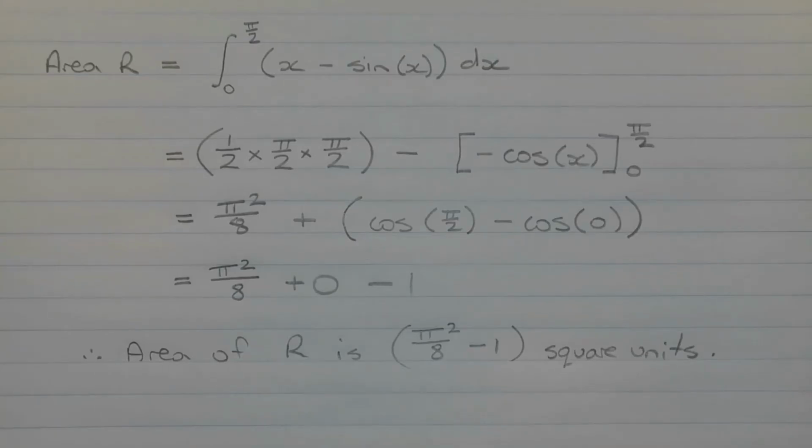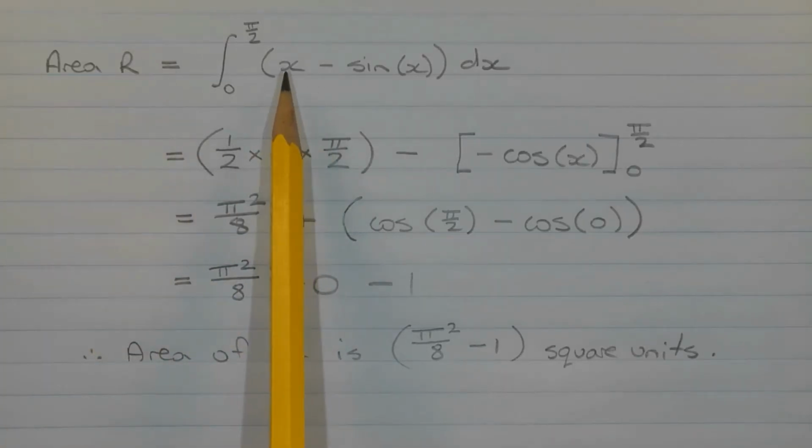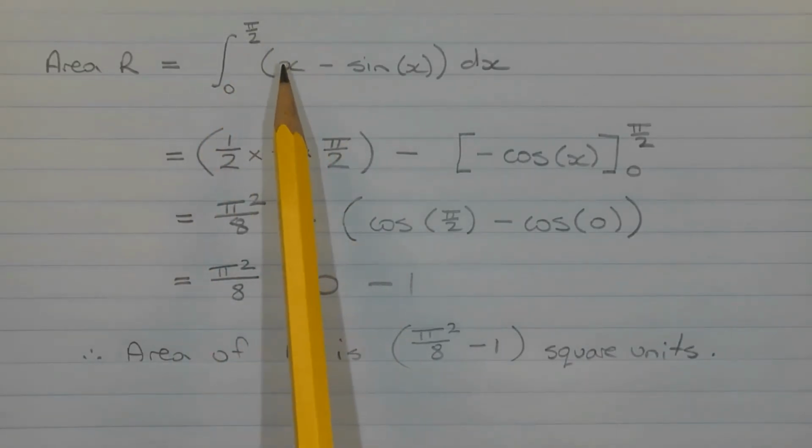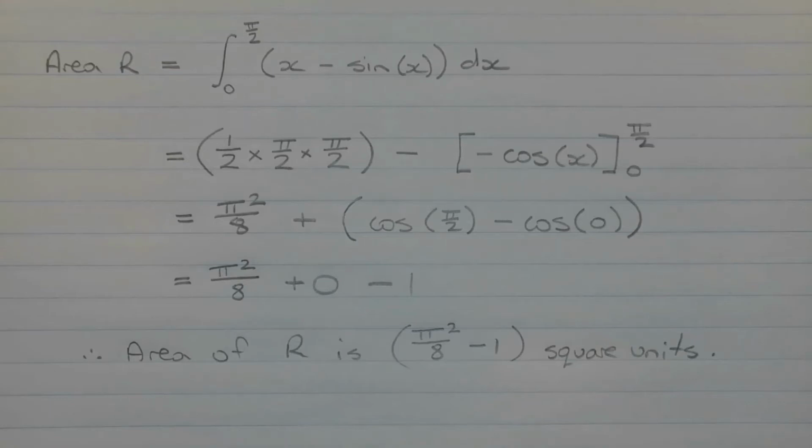Since the line y equals x is on or above the curve y equals sine x, the area R is given by the integral of x minus sine x dx from x equals 0 to x equals pi over 2. Now the line y equals x forms a right angled triangle, in fact an isosceles right angled triangle, with the x-axis.